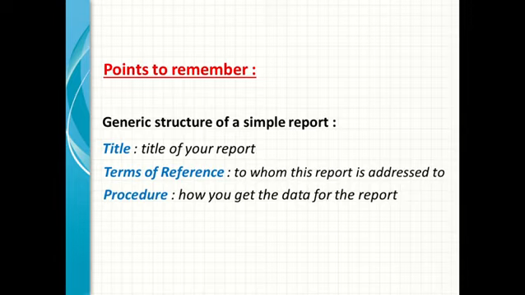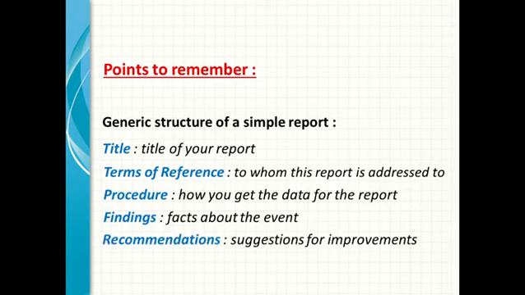Next, you have to write down the procedure. It deals with how you get the data for your report. For example, you get the data from the participants' responses through questionnaires or survey or interview and etc. Next, the findings. Here you write down the facts about the event. And the last one is the recommendation. You can give your suggestions for improvements here.